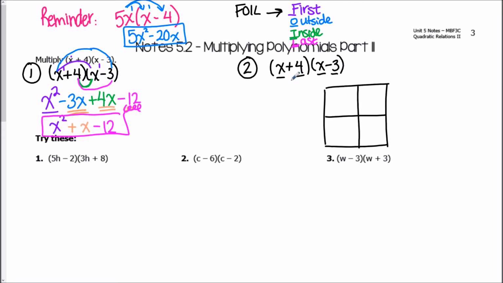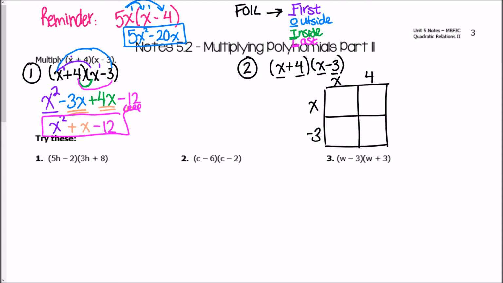So if you notice here, my first term is x, so I'm going to put x on top. Then I have a positive 4, so I'm going to put a 4 next to it because that's one set of brackets. And then on the side here, we have x, and we have negative 3.